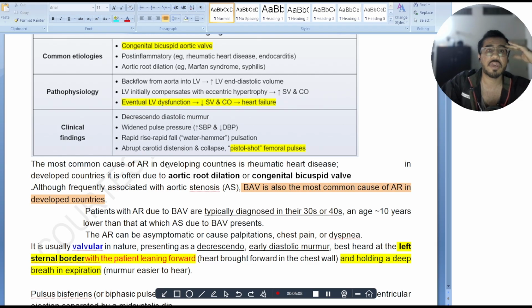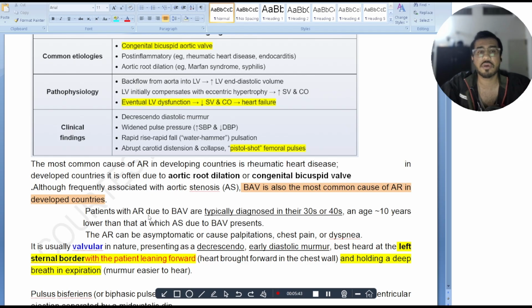The most common cause of AR in developing countries is rheumatic fever. After that, it initially presents with regurg. After that, stenosis. In developing countries it's rheumatic fever, in developed countries it's aortic root dilatation or congenital bicuspid valve. These are both reasons, since dilatation also leads to dilation of the annulus. So regurg happens; congenital bicuspid, it's incompetent, so the regurg happens. Although frequently associated with aortic stenosis, bicuspid aortic valve is the most common cause of AR in developed countries. Initially, it presents with regurg and stenosis develops later.